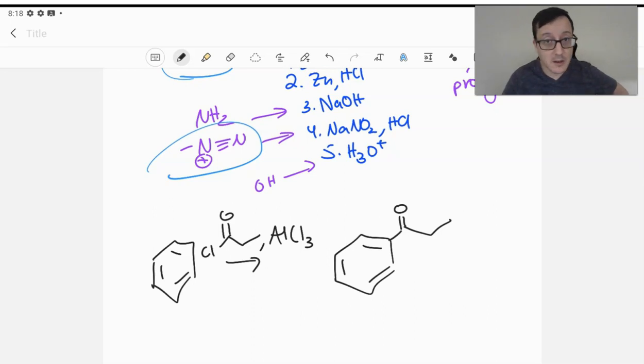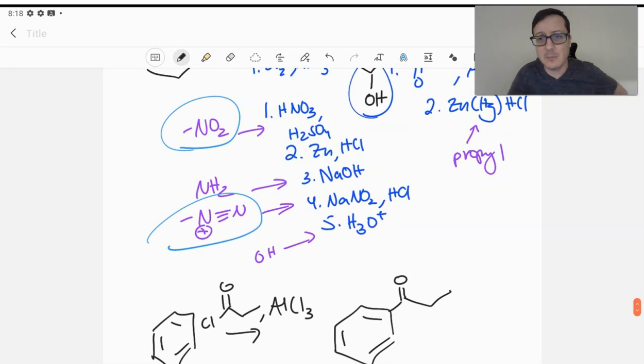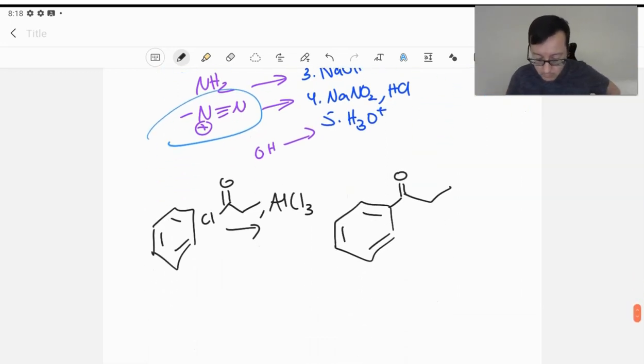This is not something we want in our final product, but we could always just do that later. We can use the zinc and mercury and HCl later. Who cares? We could take advantage of the fact that right now it is a meta-director. And so we have two options. We can put the bromine on, or we could put that nitro group on.